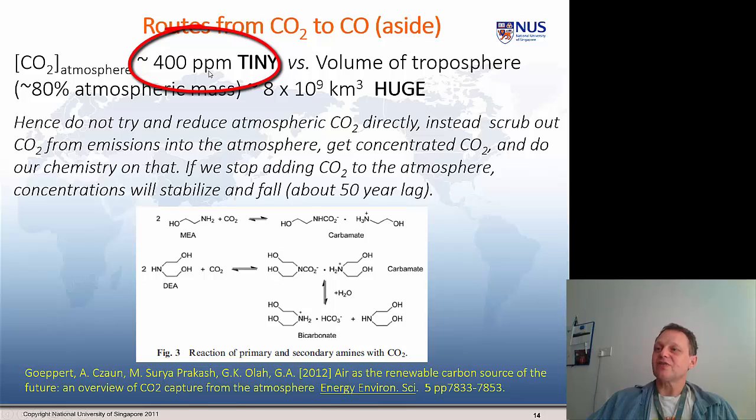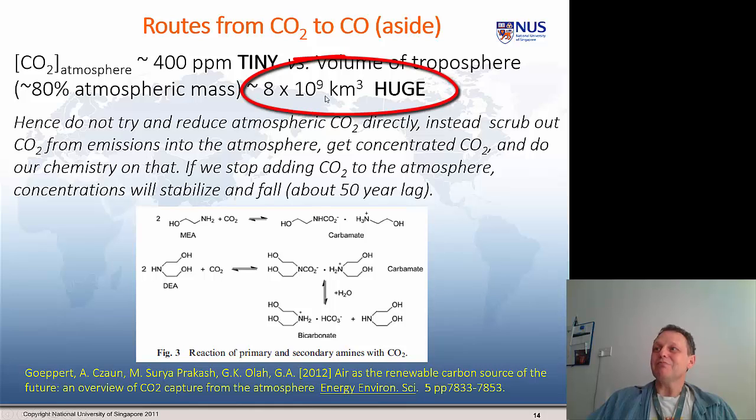At the moment, the concentration of carbon dioxide in the atmosphere is about 400 ppm by volume. That's tiny. That carbon dioxide is distributed in the lowest part of the atmosphere, which is the troposphere. The volume of the troposphere, which contains about 80% of the mass of the atmosphere, is about 8 billion cubic kilometers. That's huge. It does not make sense on any planet, including this one, to try to get carbon dioxide out of the atmosphere using chemical plant like this.